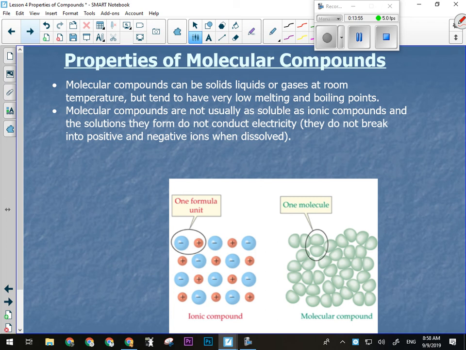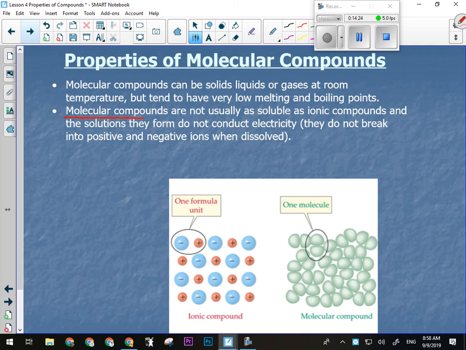Like I said, they tend to have low melting and boiling points. For example, water's melting point is 0 and its boiling point is 100. Those are pretty low. Butter melts at about 40 degrees. Coconut oil at about 30. On a hot day, if you leave it out on the counter, it turns to liquid. Very low melting and boiling points, and their solutions do not conduct electricity.